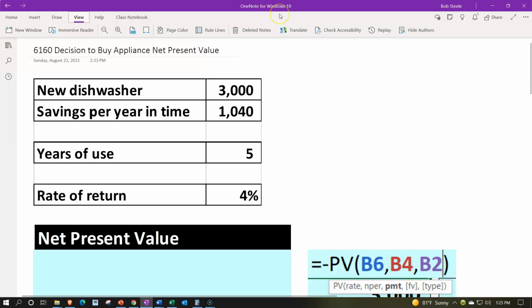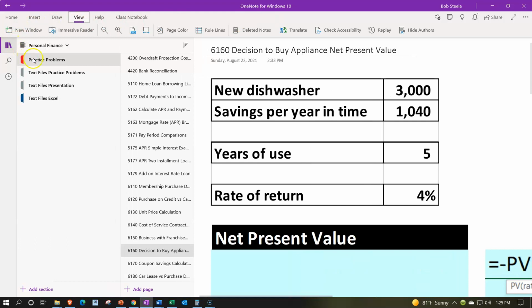If you have access to OneNote and would like to follow along, you're not required to, but if you would like to, we're in the icon on the left-hand side. We're in the Practice Problems tab, down in the 6160 Decision to Buy Appliance Net Present Value tab.